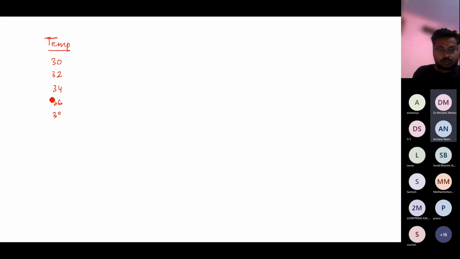Can you guys see the screen, the blank screen? Temperature 30, 30, 30, 38, 40. We have temperature 30, 30. Just calculate for one and show it to me so that I will do the rest of it.